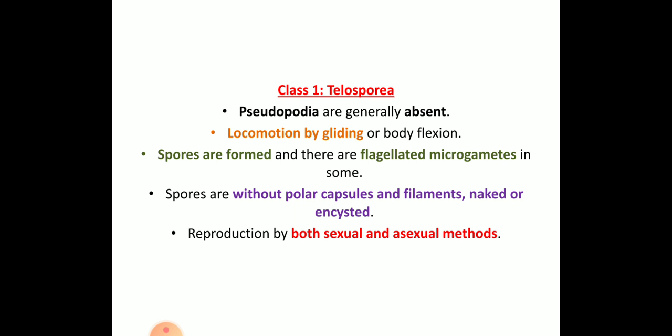And these spores are without the polar capsules and filaments, and they are naked and encysted. Naked spores means they are opened up so that they will have the tendency to reproduce. And reproduction takes place by both sexual reproduction and asexual reproduction.